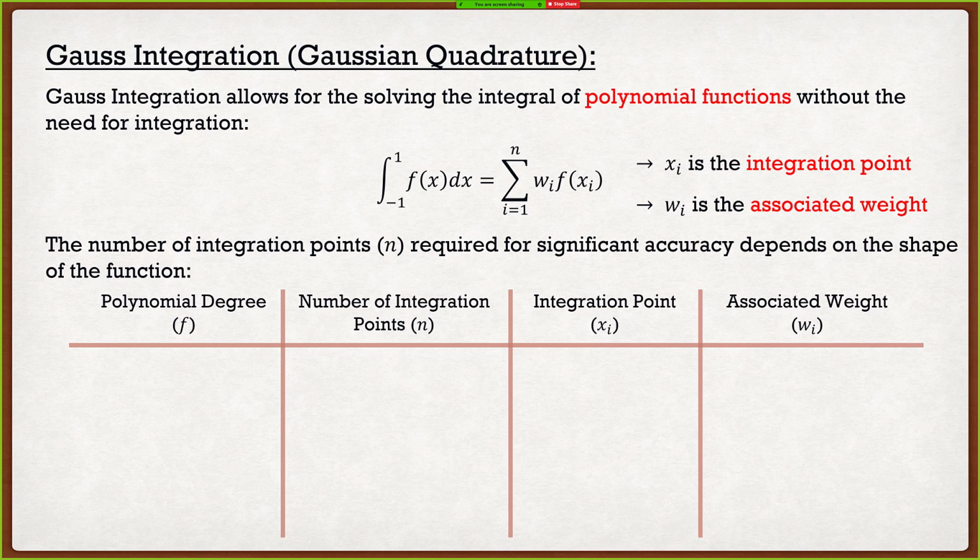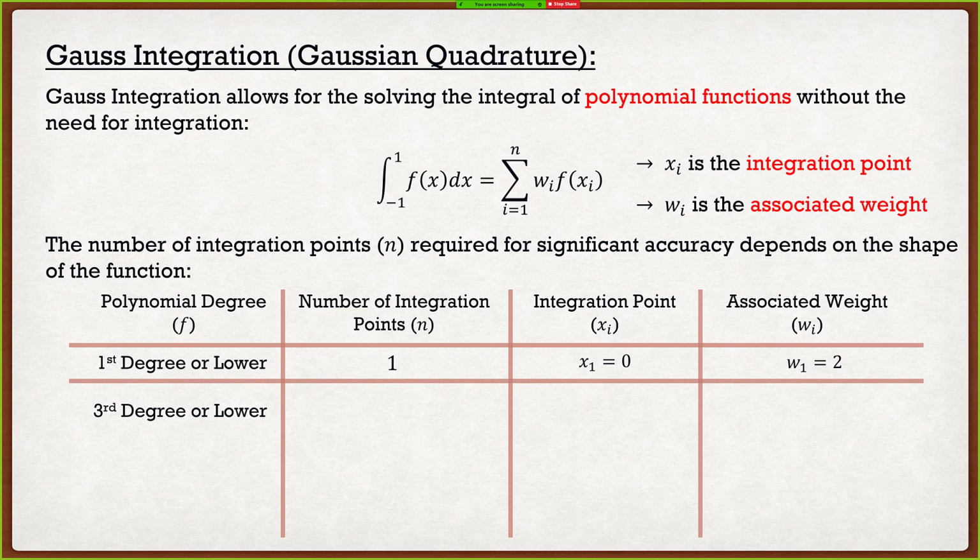Now, if our f of x is a first degree polynomial or smaller, so let's say 7x plus 1, a nice linear function, that's considered a first degree polynomial. Well, in that case, we only need one integration point. Our integration point is located at x1 equals 0, and it has a weight of 2. Nice and easy. Now, if we had a third degree polynomial or lower, we need 2 integration points. These points are located at 1 divided by square root 3 and -1 divided by square root 3. And the weights for these are just 1. So both of these have a weight of 1.